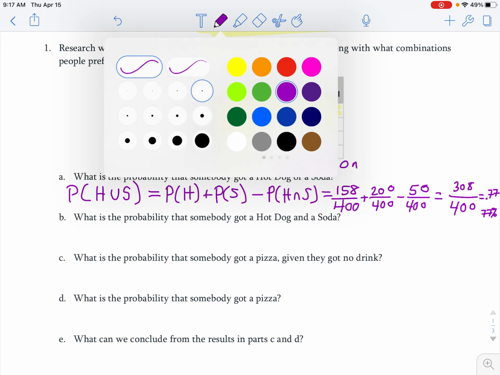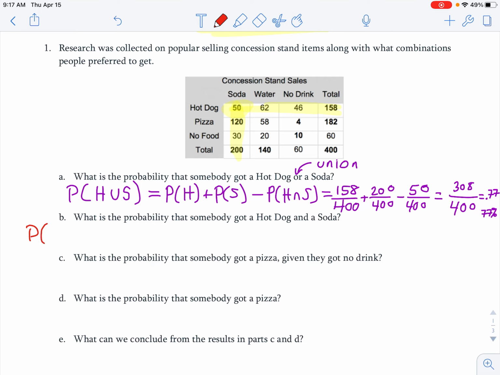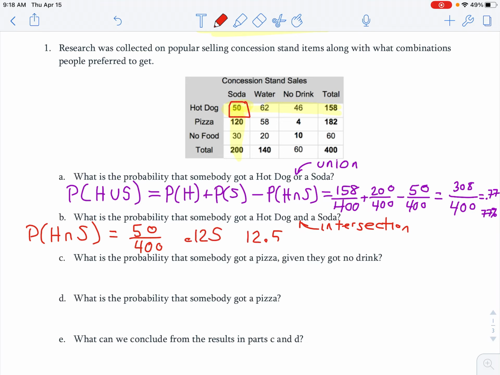Now let's dive into the next question. What's the probability someone got a hot dog and a soda? When you see the word and, that means intersection. So they need both, and it's really bada bing, bada boom. It's 50 out of 400 people, which as a decimal is 0.125 or 12.5%. Interesting to see these problems back to back: 77% of people got a hot dog or a soda, but only 12.5% got both.